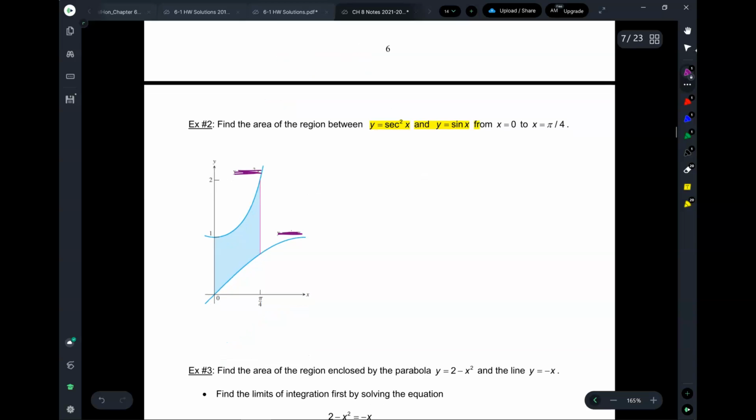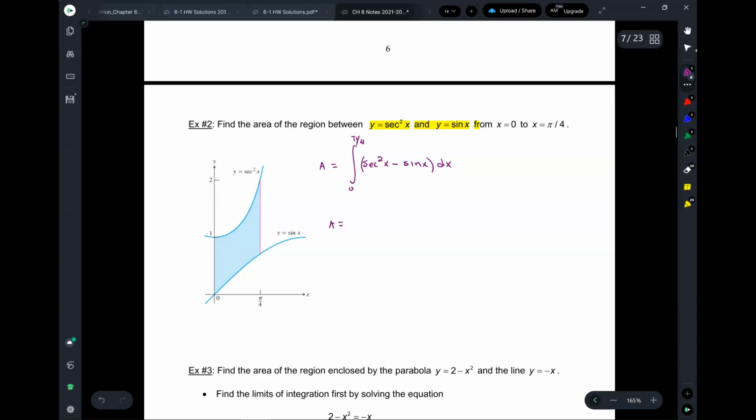Okay, so here we go. The integral here is going to be from 0 to pi over 4. What's the upper function? Secant squared, minus sine x dx. Let's do this one by hand, because we need some practice with trig functions.